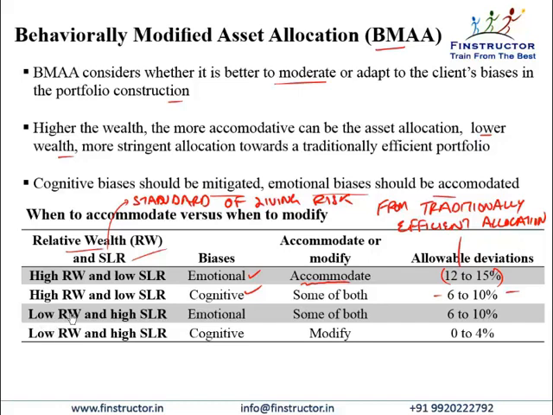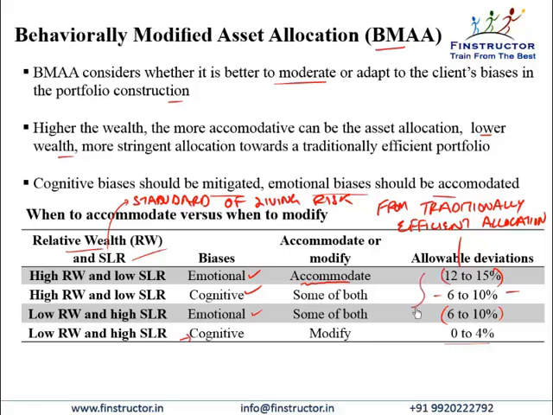If he has low relative wealth and a high standard of living risk and biases are primarily emotional, then again some accommodation and some modification may need to be done. You're allowed a deviation of 6 to 10% from the traditionally efficient allocation. With low relative wealth and a high standard of living risk and biases that are primarily cognitive, you should try to mitigate most of these and educate the client. So you should deviate as minimally as possible from the traditionally efficient allocation. About 0 to 4% is what you would be allowed in this case.